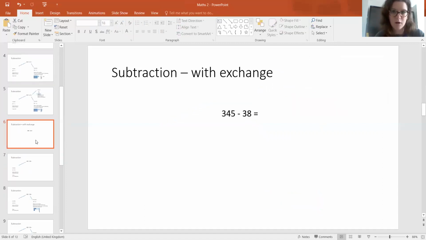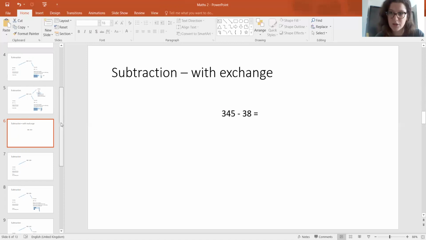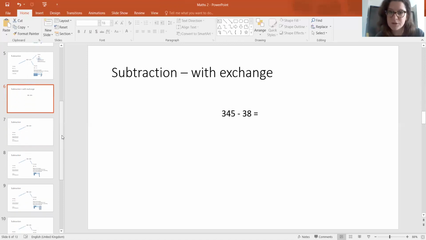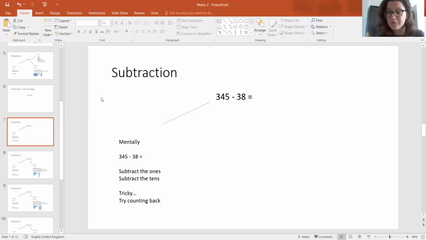Now it's a little bit more complicated when there is an exchange. So I'm going to show you how you do subtraction when there's an exchange, using this example, 345 take away 38. So first of all, you could have a go doing this mentally. You could try to subtract the ones first and then the tens. So 5 take away 8. I've got stuck. Why have I got stuck? Because 8 is larger than 5, so I can't, in my head, do 5 take away 8.